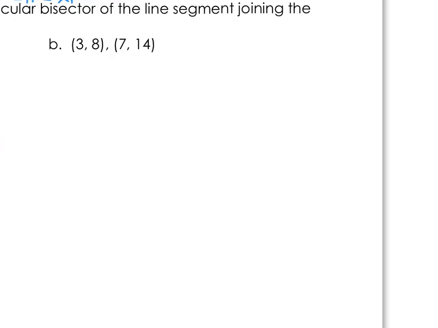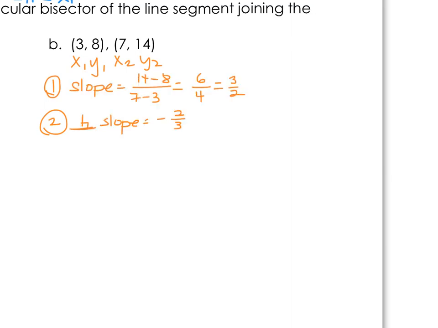Let's try one more. The same process. Now we have points 3, 8, and 7, 14. Identify the coordinates as x1, y1, and x2, y2. I'd like you to do steps 1 and 2. Find the slope and then make it perpendicular. Then press play and we'll go on from there.